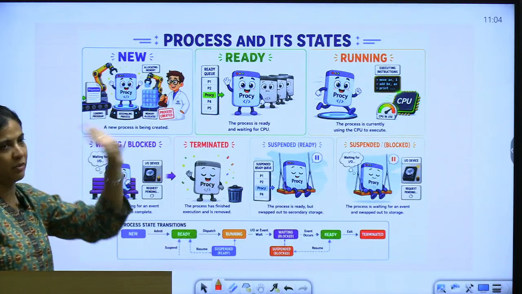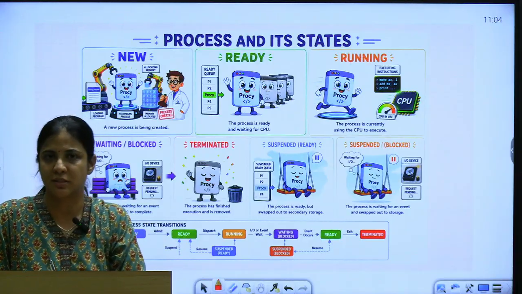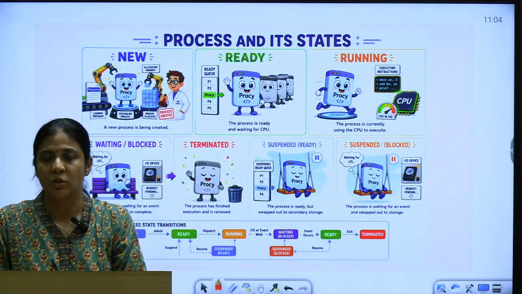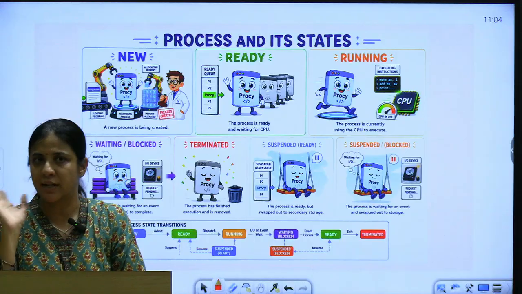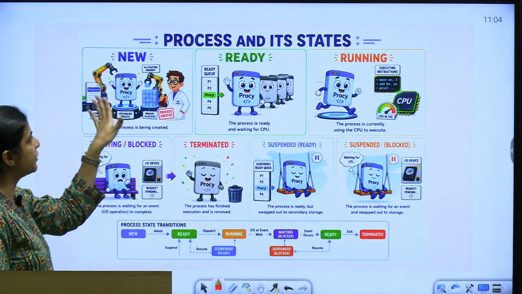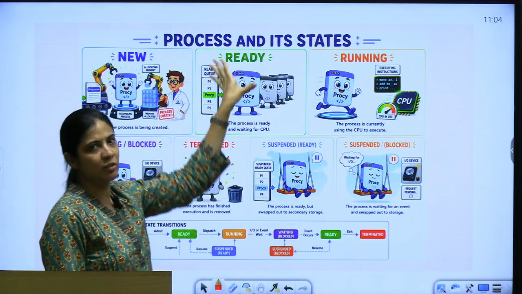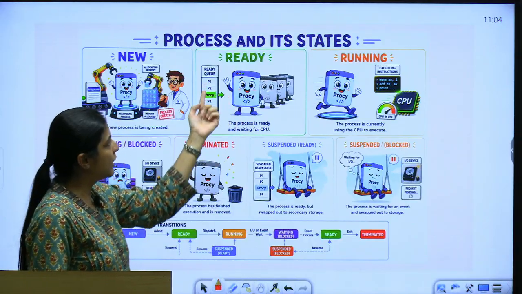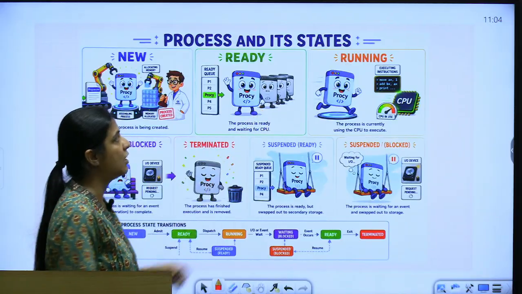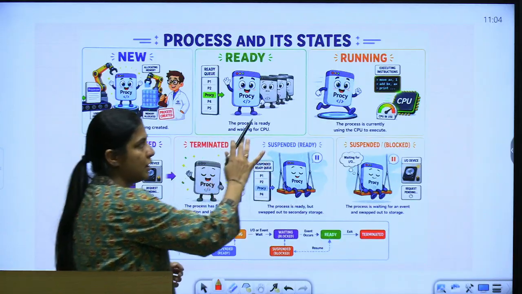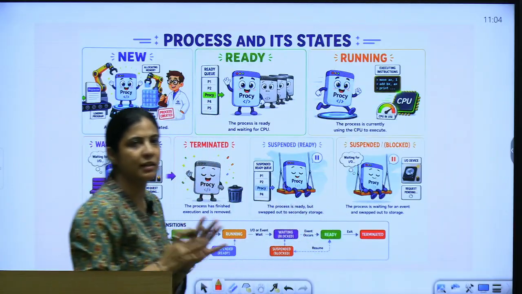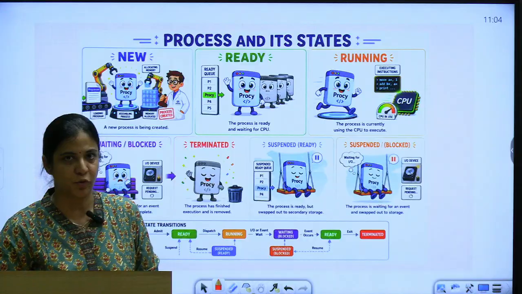Now let's talk only about a uniprocessor system, where we have one CPU. One CPU will execute one process at a time. I have multiple processes here, out of which Procy gets a chance to execute. It will be in the ready queue, and Procy will start its execution. Once it starts, it is in the running state, and the CPU is doing the task which Procy has requested.